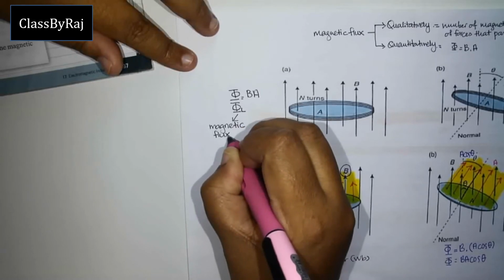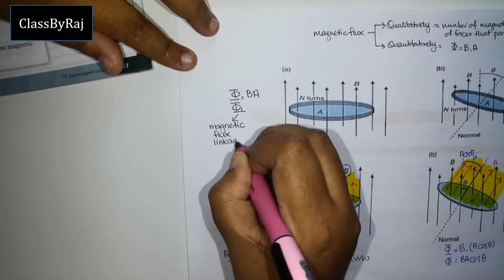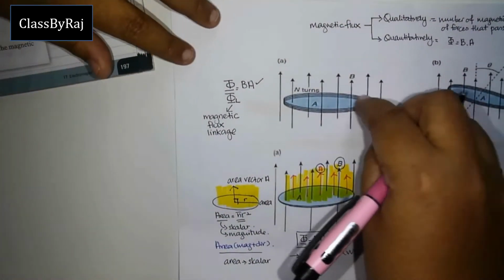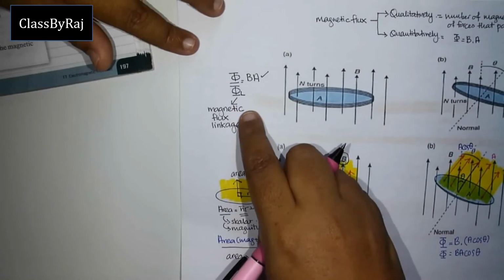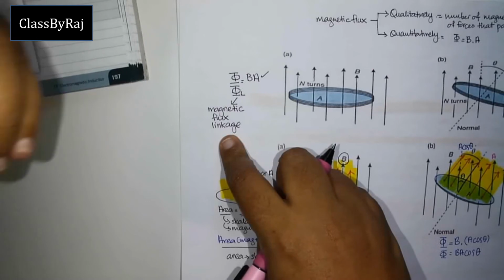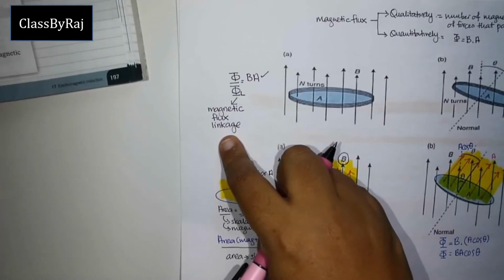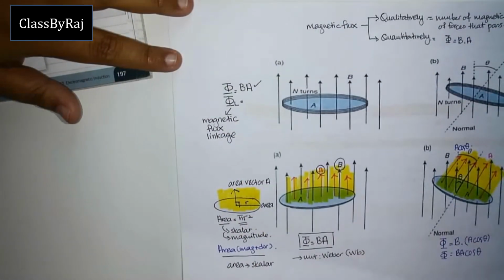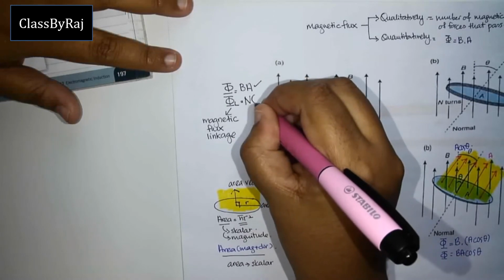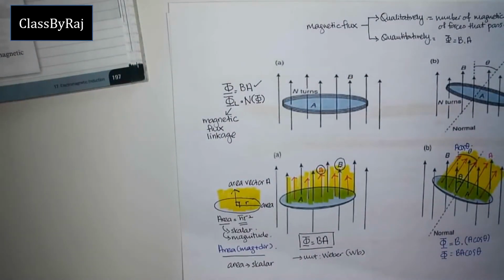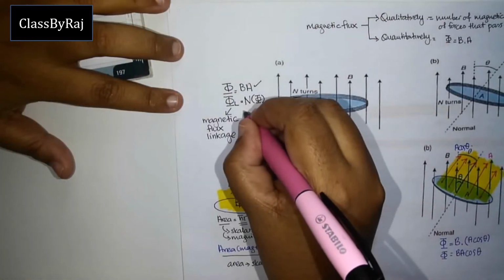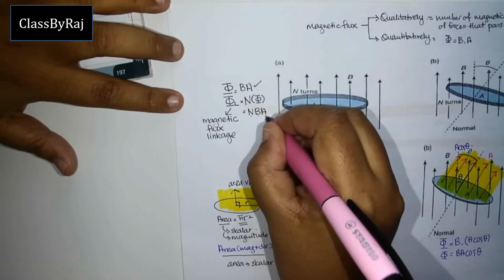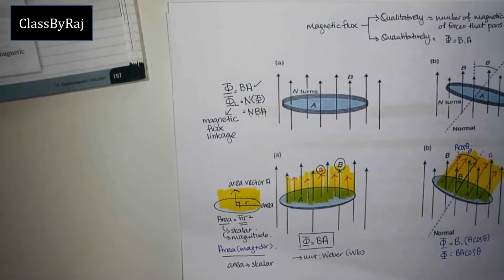Magnetic flux linkage. Okay, for one coil, phi equals BA. For many coils, we call it magnetic flux linkage. Usually magnetic flux linkage is used for coils and solenoids because there are so many turns. Magnetic flux linkage equals the number of turns times the magnetic flux of one coil. Therefore we have N phi equals NBA. So you have to know this formula.